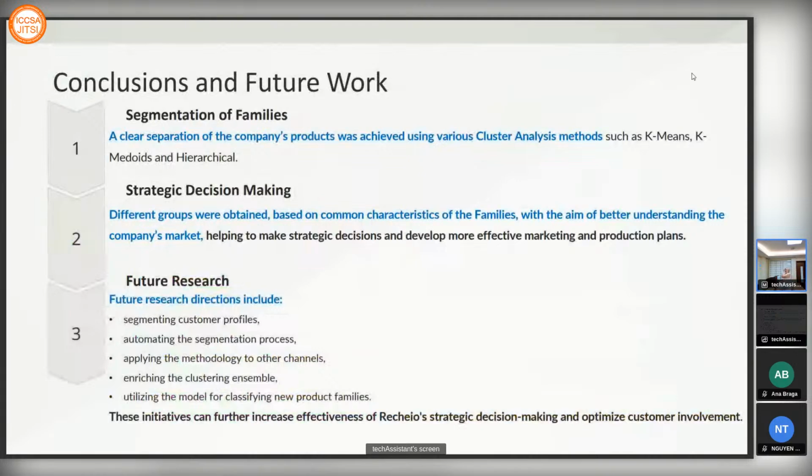As a conclusion, I would say that a clear separation of the company's products was achieved using various cluster analysis methods, and different groups were obtained based on the common characteristics of families, with the objective of better understanding the company's market. For future research, I could mention segmenting customer profiles and enriching the cluster ensemble. This kind of initiative can further increase the effectiveness of research strategy, decision making, and optimize customer involvement.